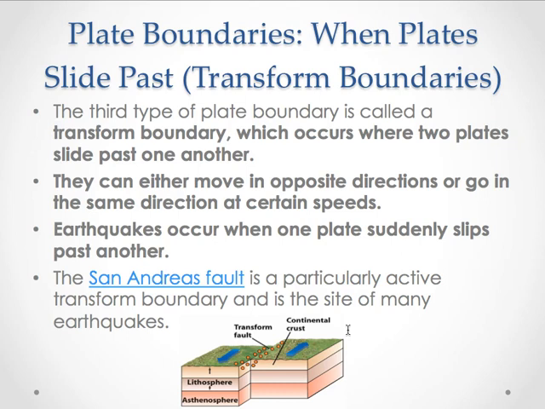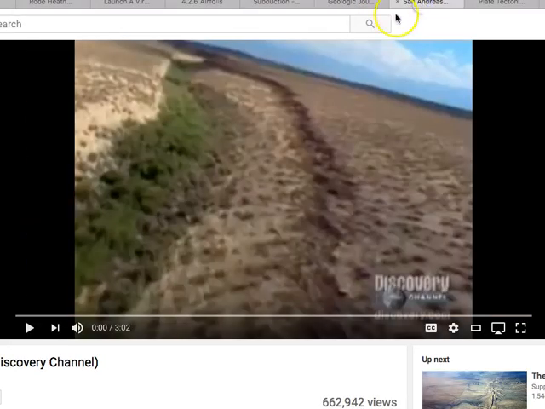So a particularly active transform boundary and the site of lots and lots of earthquakes is actually the San Andreas Fault in California. So let's take a look at that.